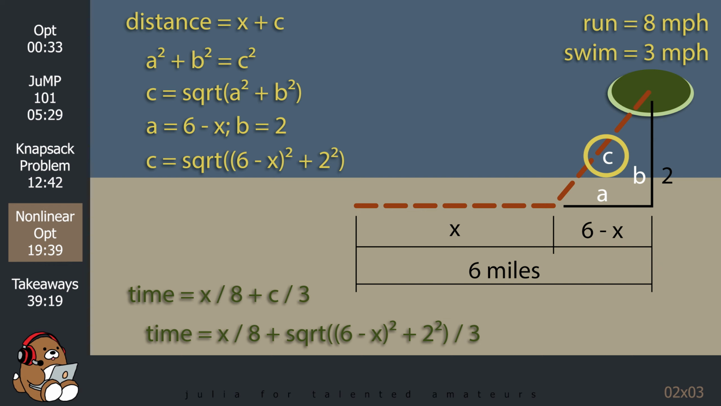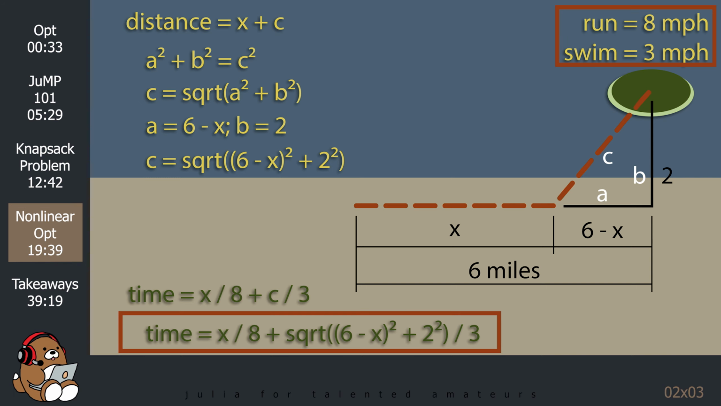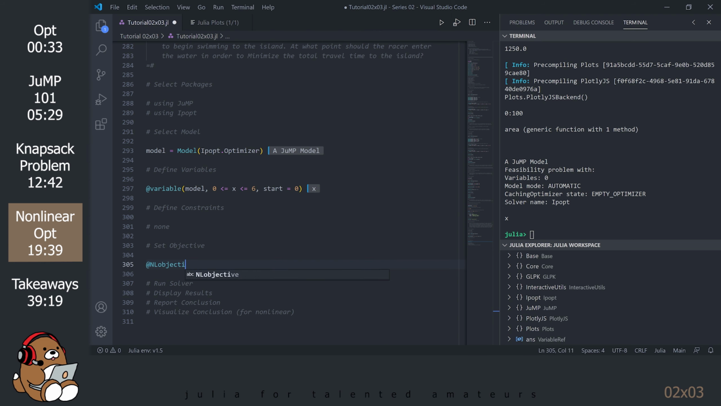That distance is the long side of a right triangle. From the Pythagorean theorem, we know that a squared plus b squared equals c squared. Using this, we know how to calculate that distance as a function of x. Since we're trying to solve for the minimum time, we need to divide our distance measurements by the racer's speed in miles per hour. This will give us a function for the total hours with respect to the distance x. Let's use that function as our objective function.